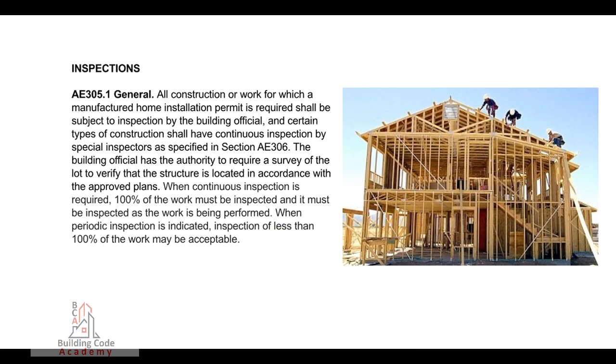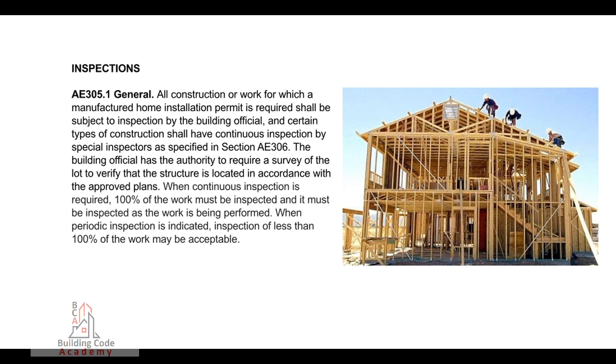Inspections. AE 305.1 General. All construction or work for which a manufactured home installation permit is required shall be subject to inspection by the building official, and certain types of construction shall have continuous inspection by special inspectors as specified in Section AE 306. The building official has the authority to require a survey of the lot to verify that the structure is located in accordance with the approved plans.